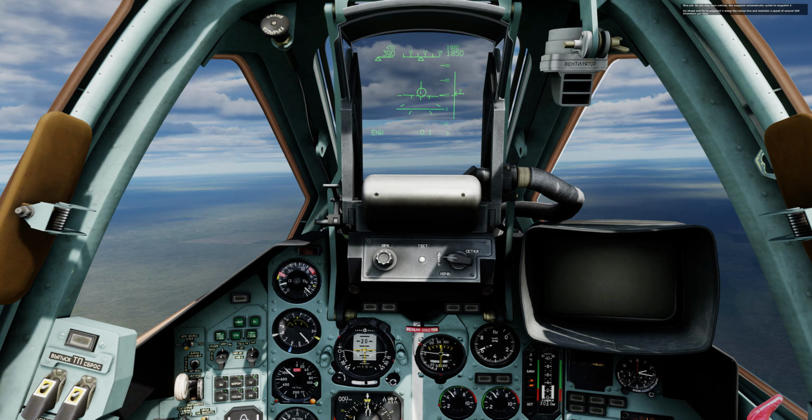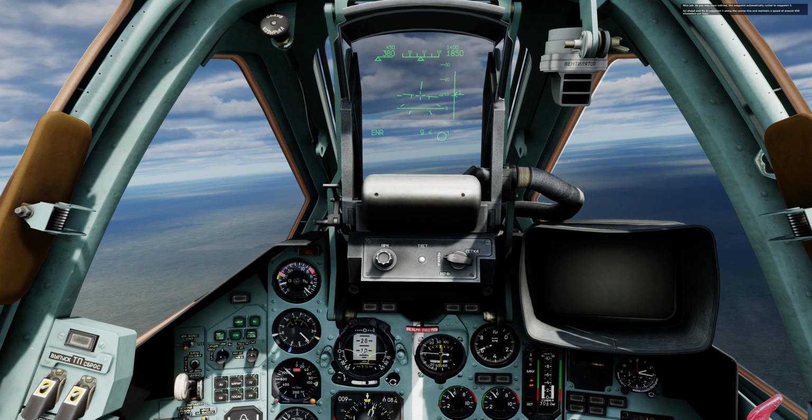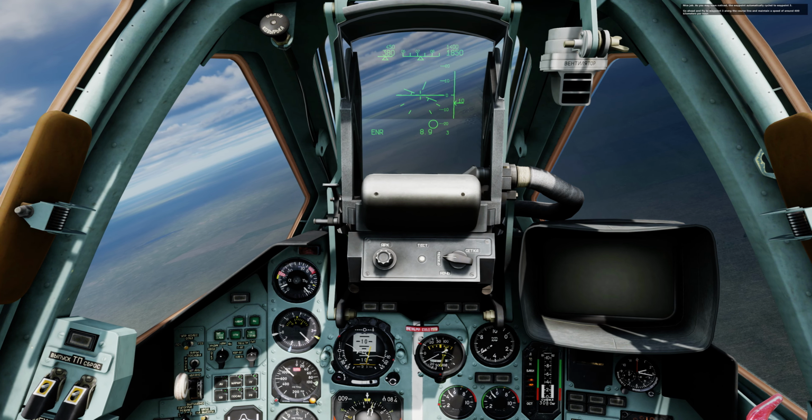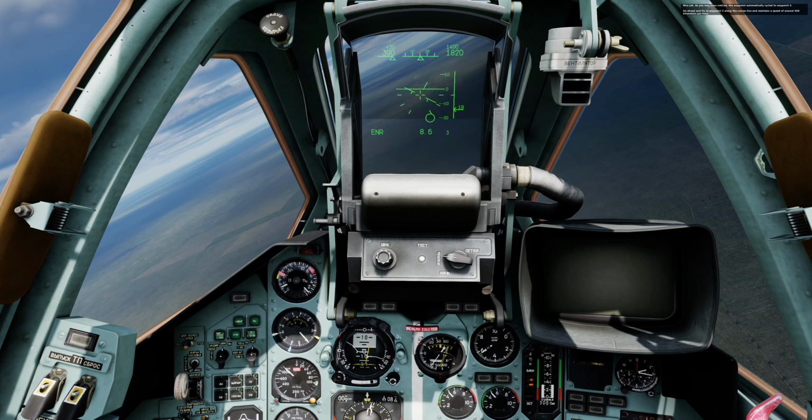Nice job. As you may have noticed, the waypoint automatically cycles to waypoint 3. Go ahead and fly to waypoint 3 along the course line and maintain a speed of around 400 kilometers per hour.